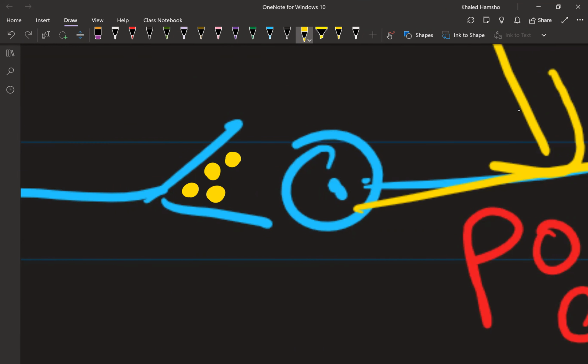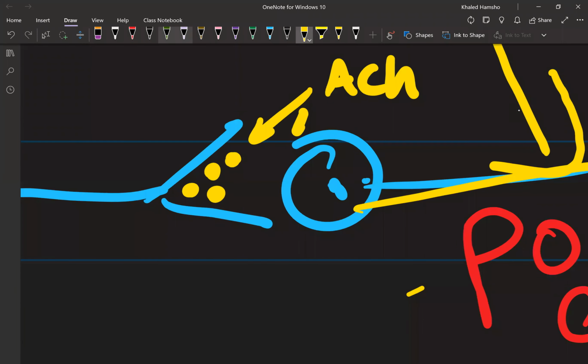And now I'm stuck. 1 second. My device got stuck. Okay.